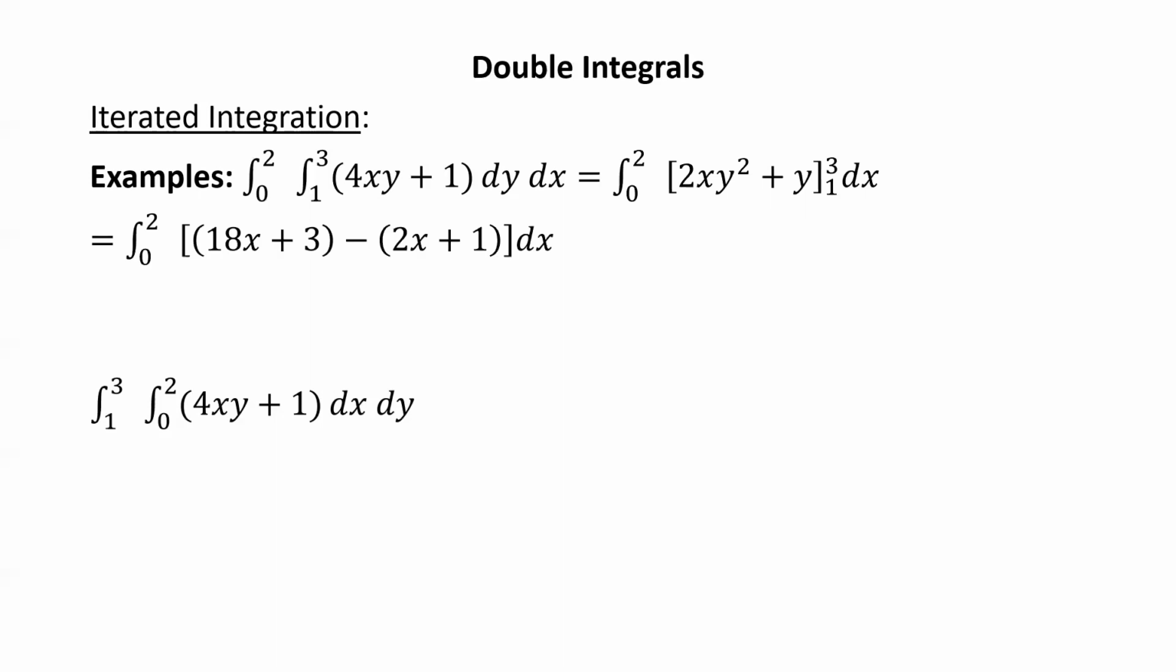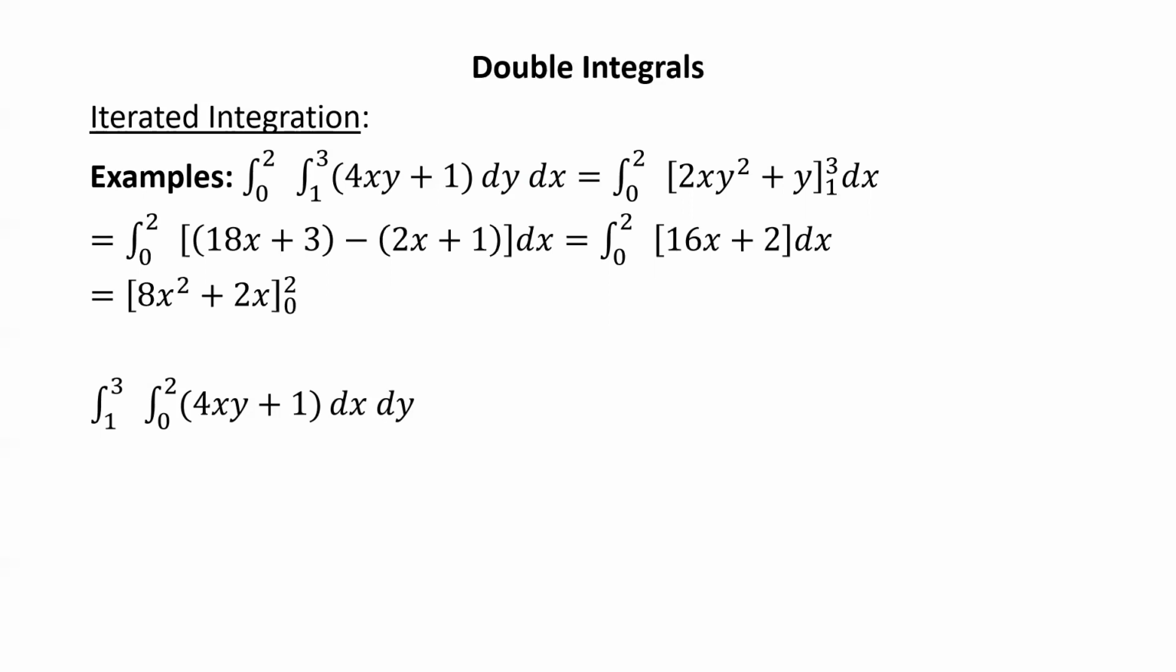When we plug in the 3, we get 2 times x times 9, or 18x plus 3. And then when we plug in the 1, we get 2x times 1 squared, or 2x plus 1. And we subtract those to get 16x plus 2. Now notice we just have a regular definite integral from single variable calculus, which we integrate in the usual way.